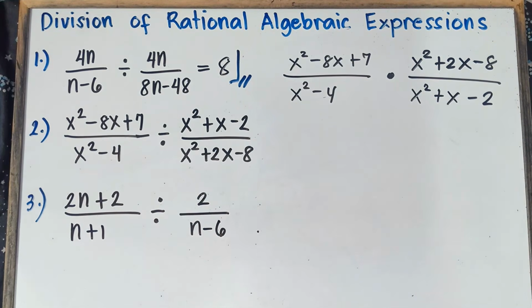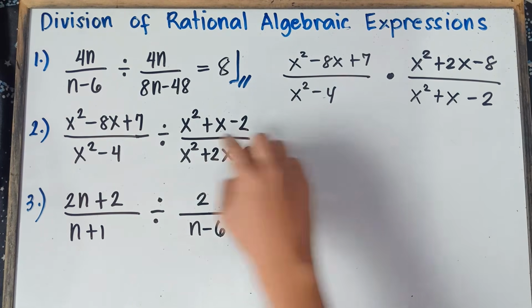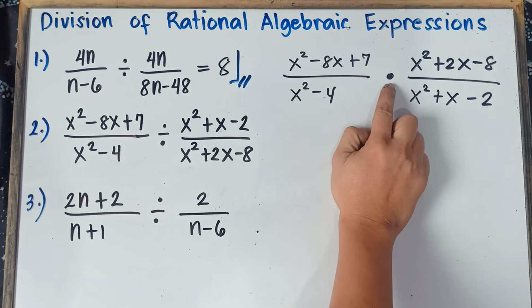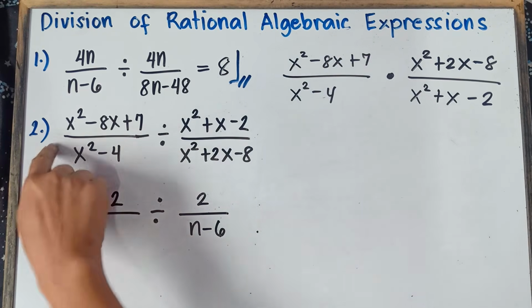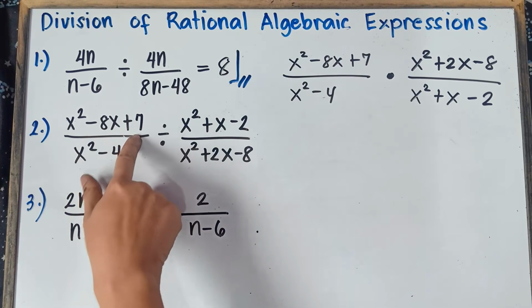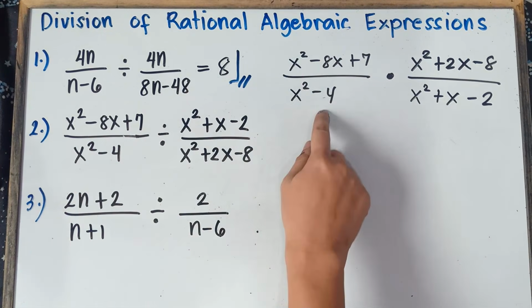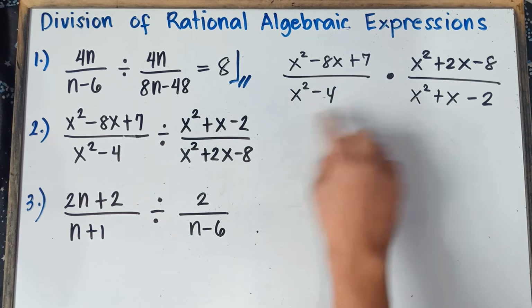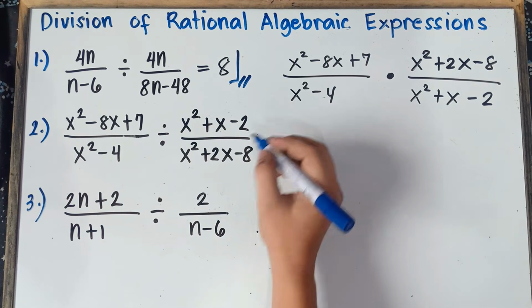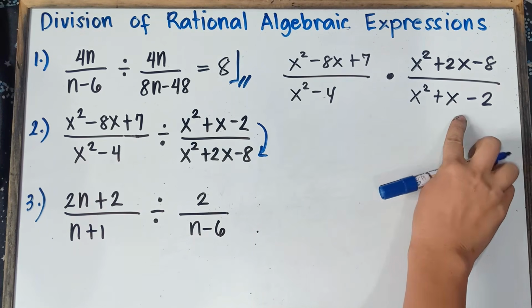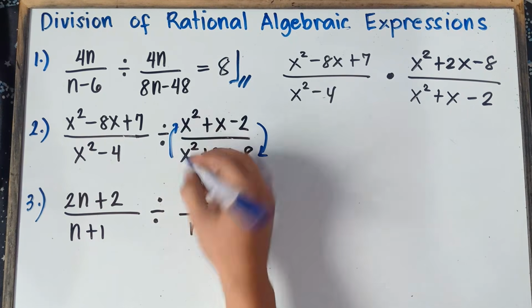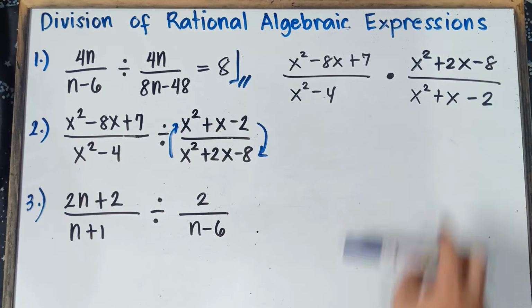Once again, class, I hope you're not confused. We simply rotate the divisor, then we proceed to multiplication. Simply copy the dividend, x squared minus 8x plus 7 over x squared minus 4, and then we proceed to multiplication. Instead of division, we proceed to multiplication, and then simply flip this one. This numerator will become the denominator, x squared plus x minus 2. And then this denominator will become the numerator, x squared plus 2x minus 8.